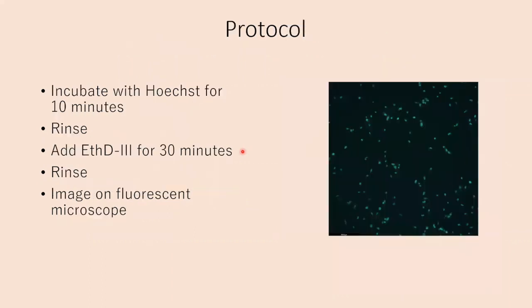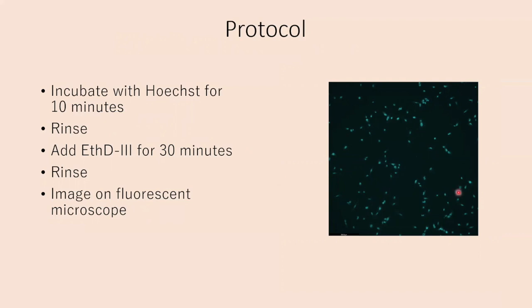So with these two compounds available, here's the protocol that I have found works relatively effectively. You'll perform your dead cell positive control with 100% ethanol if you want first. Then you'll rinse that out. You'll incubate all of your cells with Hoechst for 10 minutes. Rinse. Add Ethidium homodimer 3 for 30 minutes. Rinse. Add PBS. And then image on a fluorescent microscope.